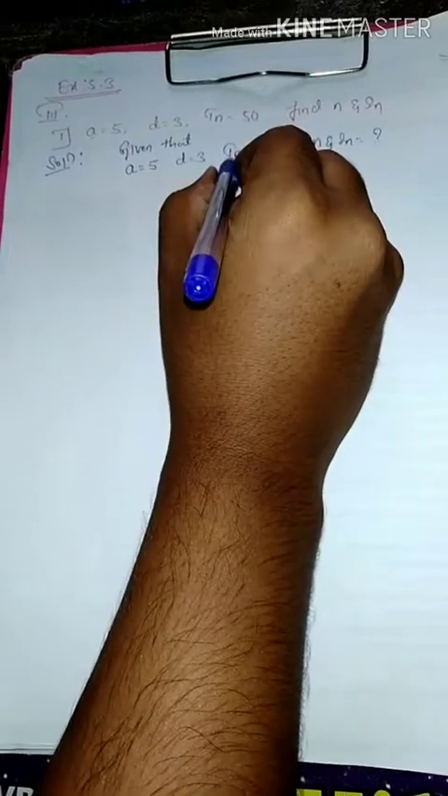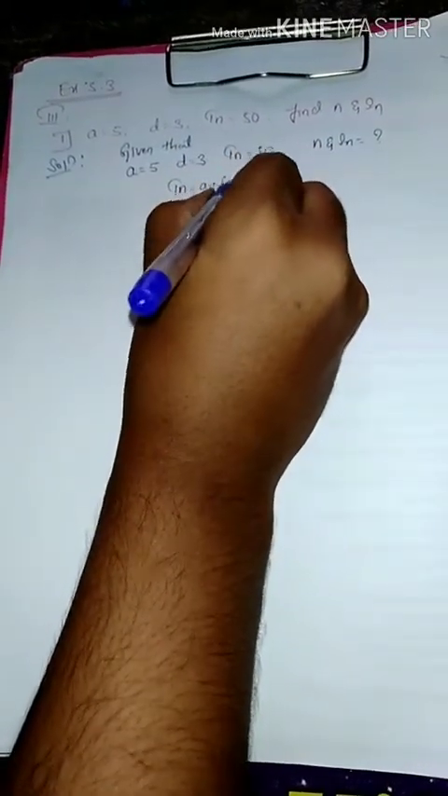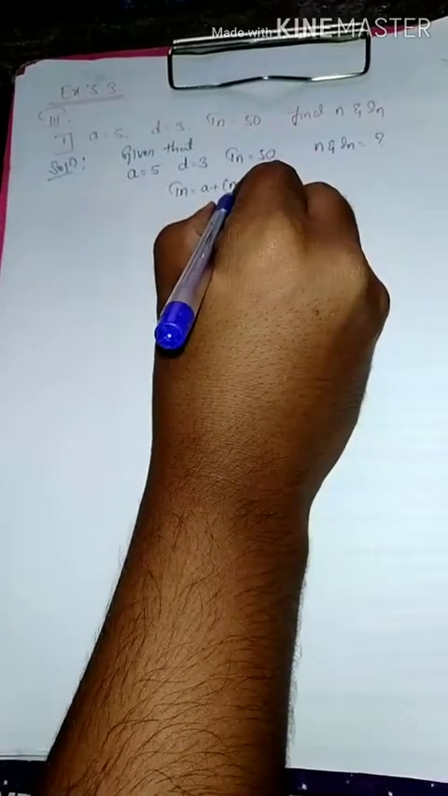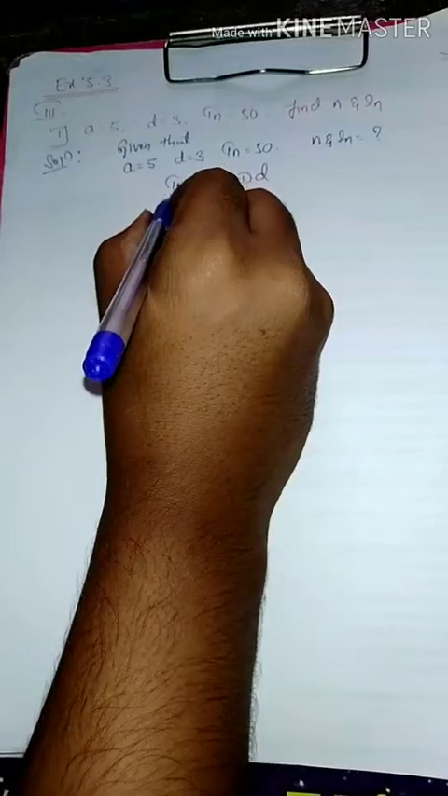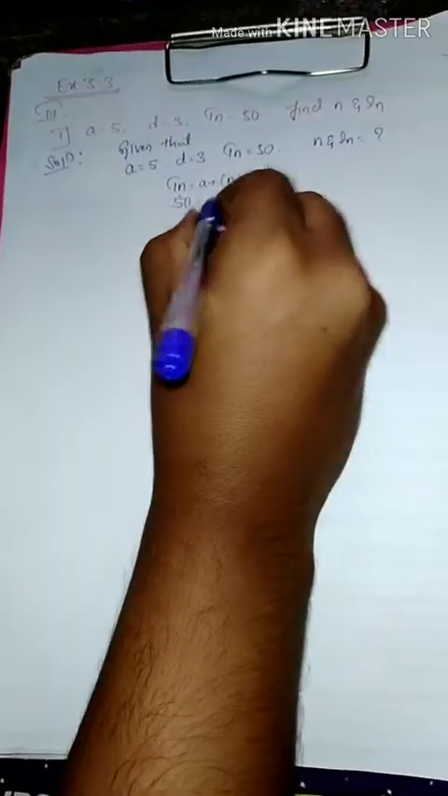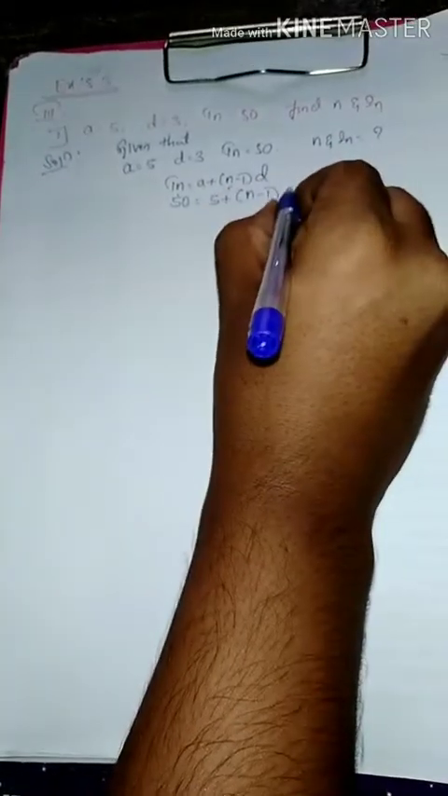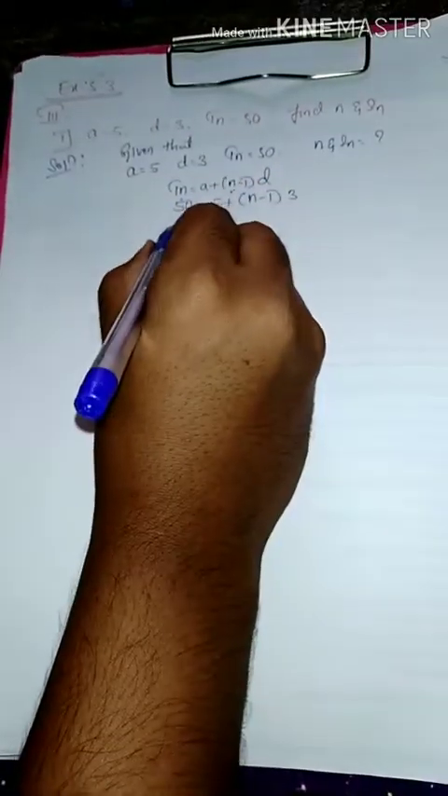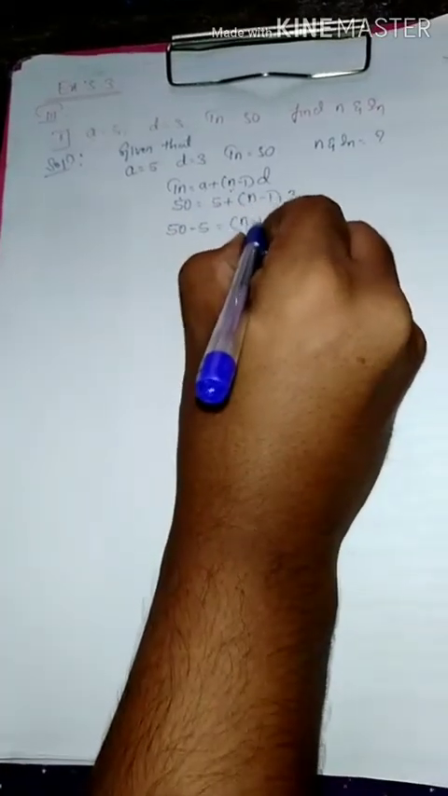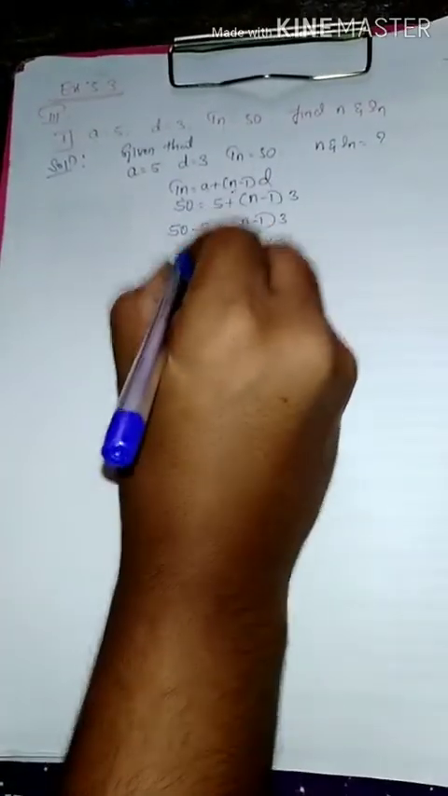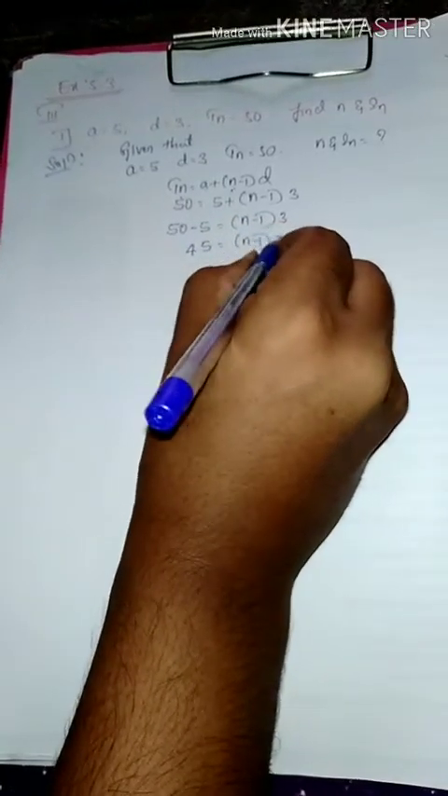Using the formula Tn is equal to A plus N minus 1 into D, we can calculate the value of N. So Tn is 50 is equal to A is 5 plus N minus 1 into D is 3. Now 5 moves to the left hand side, becomes minus 5. 50 minus 5 is equal to N minus 1 into 3. So 50 minus 5 is 45 is equal to N minus 1 into 3.